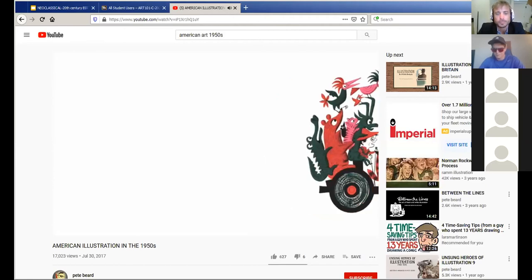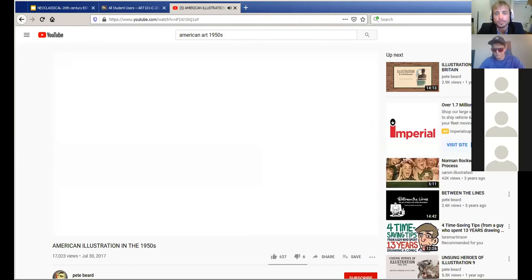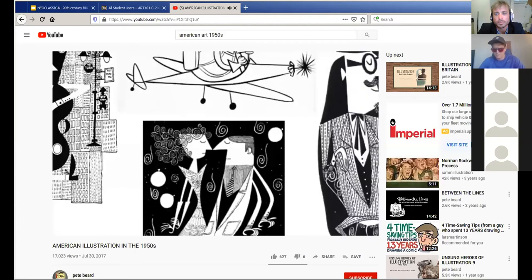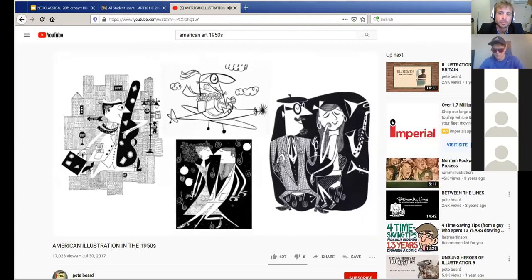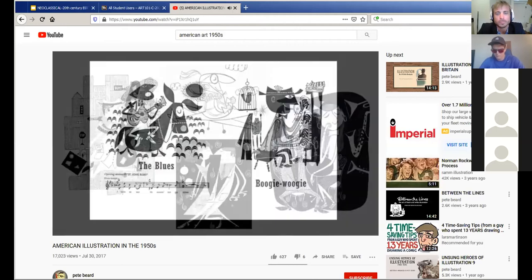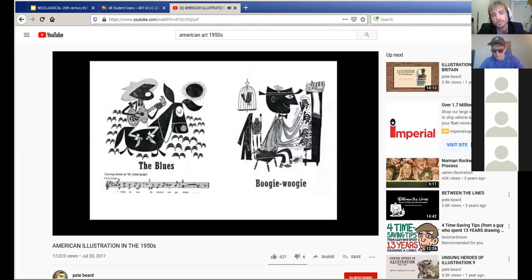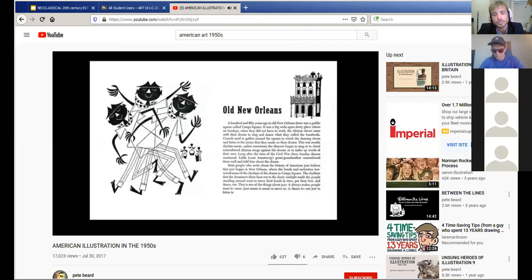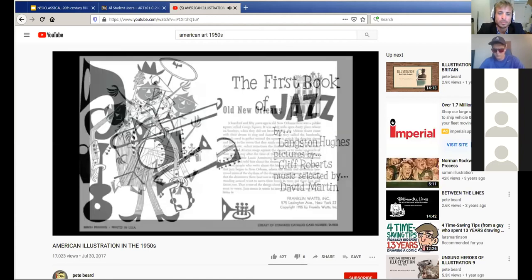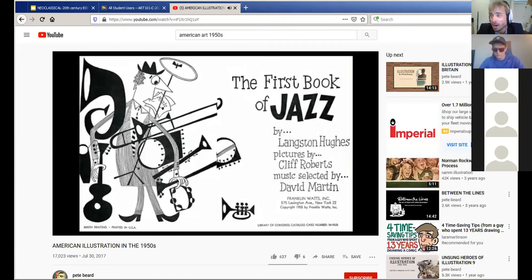At precisely the same time, the startlingly similar work of Cliff Roberts started making an appearance. Like Flora, Cliff Roberts' fascination with music was a defining feature of much of his work. His radical monochrome illustrations were used to great effect in the first book of jazz, published in 1955. Jazz is an American invention by American blacks, so it's absolutely an American musical genre.